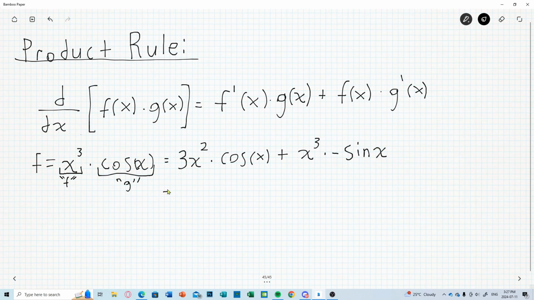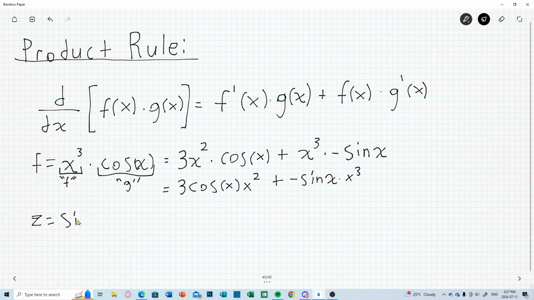To make it a little bit neater, we're going to call it 3 cos x squared plus negative sine x cubed.